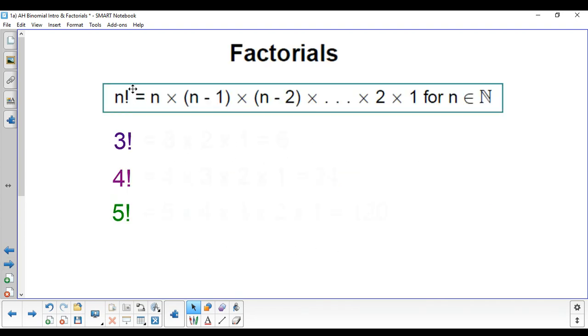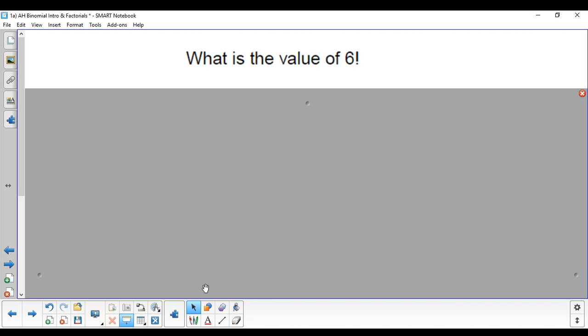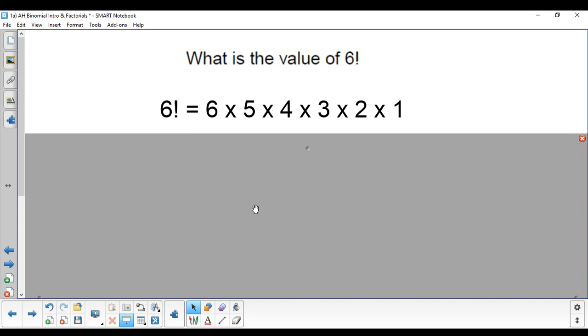Right, so let's try it. So if it starts with a number and reduces down, 3 factorial will be 3 times 2 times 1. And you can find the answer. 4 factorial will be 4 times 3 times 2 times 1. And then 5 factorial will be 5 times 4 times 3 times 2 times 1. Okay? So what would 6 factorial be? Think about it. I hope you've got 6 times 5 times 4 times 3 times 2 times 1.